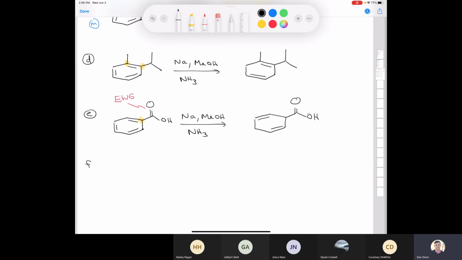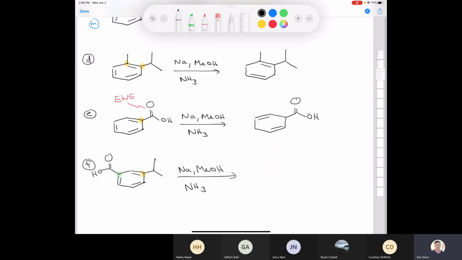And then for the last one, F, we've got an electron withdrawing group and an electron donating group on the same molecule. So we've got an isopropyl over here, which is electron donating. I know that I don't want to reduce this one. However, I do want to reduce that one. So what are our options? You've only got one option in this case for a regioisomer. And so let's draw the reagents. After you've done this problem, you'll have these memorized, won't you? Sodium, methanol, and ammonia.